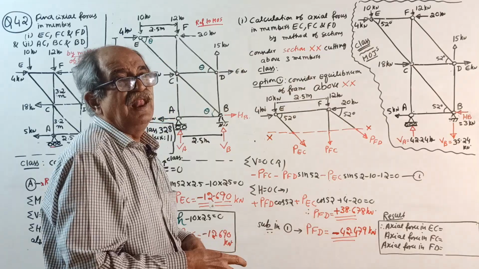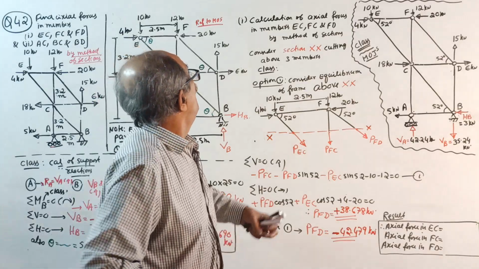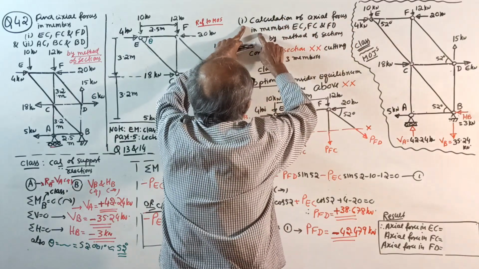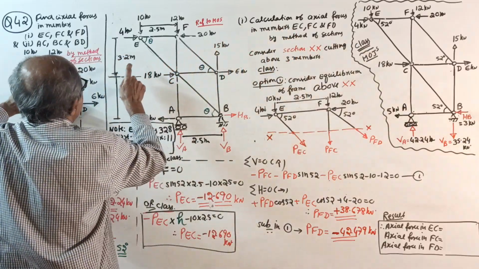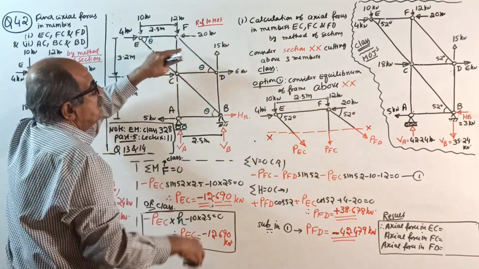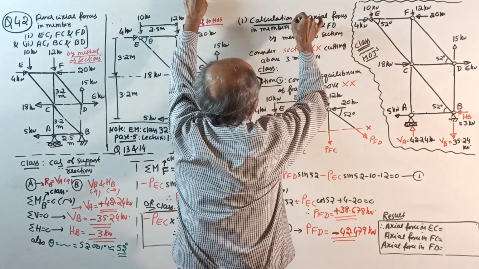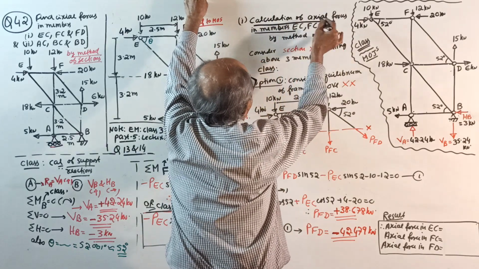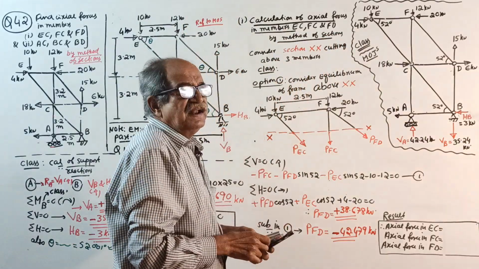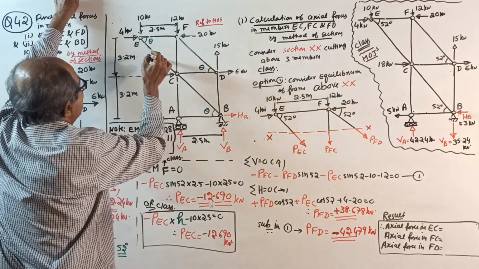Again, this class is actually for the method of section, for beginners. Now, question 1: calculation of axial forces in members. Which ones do they want? EC, FC and ED by method of section. This is the heading you are writing, question number 1. Okay, like this. I will not underline it because I require space. By method of section, what do you do? Consider a section XX cutting the above 3 members. In this sketch, the red cut, see.